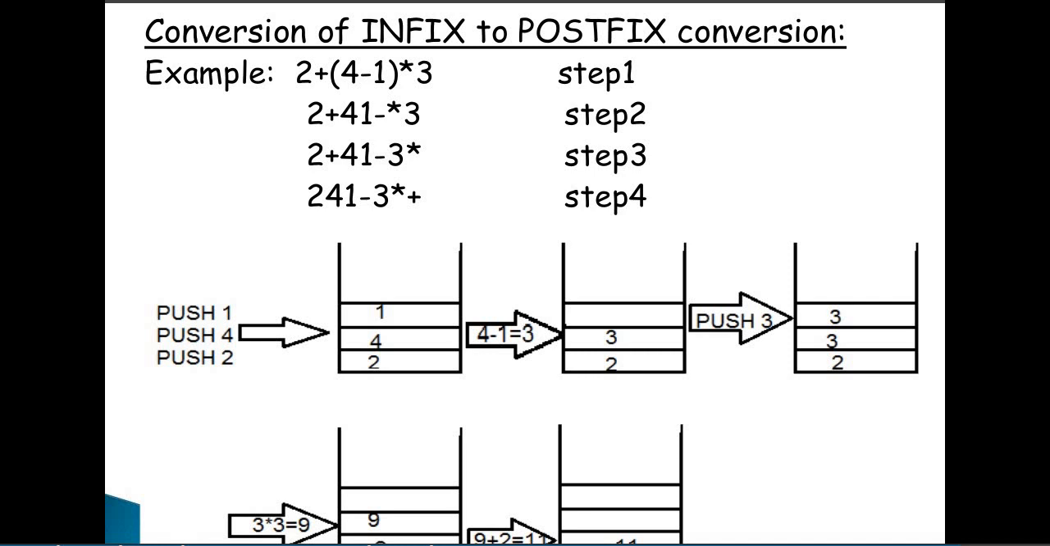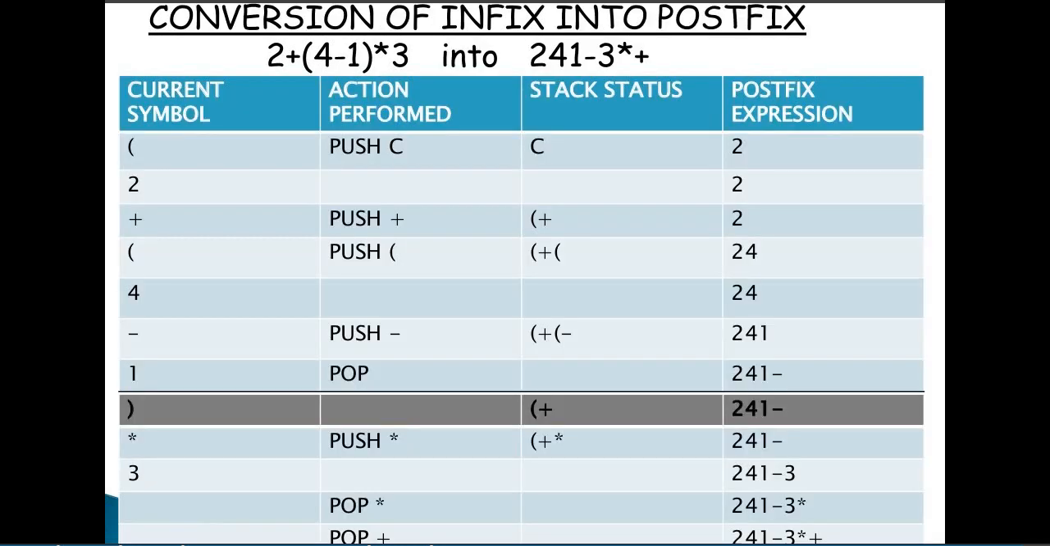This is an example. One more example you can see here. The same example can happen step by step: the symbol, what action is to be performed, then the stack status, then after the calculation, the postfix expression. You can see one by one here, the round bracket we are starting, then we check which action is to be performed, then what the postfix expression is. Finally you can see the answer will come after these push and pop operations. So this is all about the stack. Thank you.